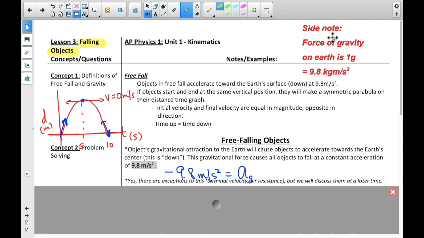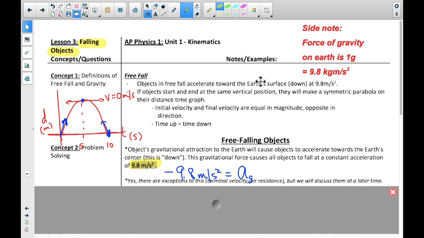So a side note up here, the force of gravity on Earth is 1g. You've maybe heard that before, like how many g's are you experiencing? And 1g is 9.8 kilogram meters per second squared. I mention that because acceleration due to gravity is 9.8 meters per second squared, and so 1g is just like one of those amounts per kilogram. Okay, let's go ahead and look at what I have written here.